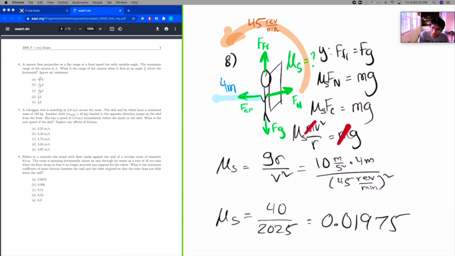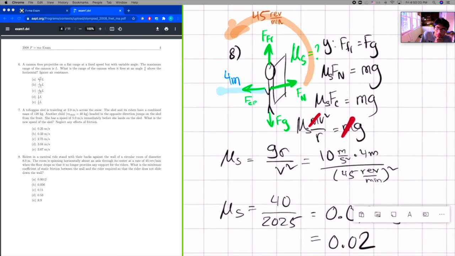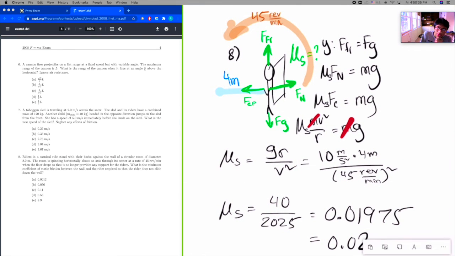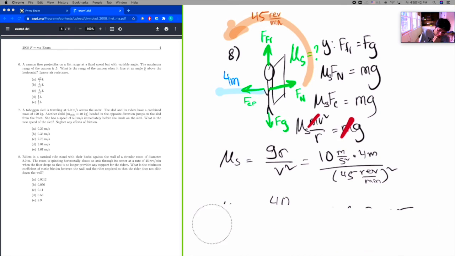Is there anything close? No. Did we make a mistake? First of all, let me round. So this should be 0.02. There's no answer that's particularly close to what I got. So what could I have done wrong? Oh yes, this is revolutions per minute. Oh my god. So I've got to convert this into revolutions per second.